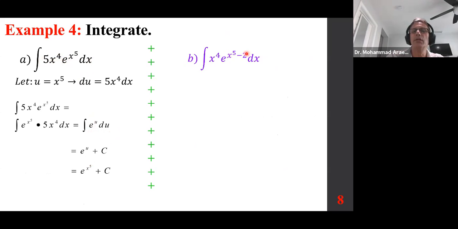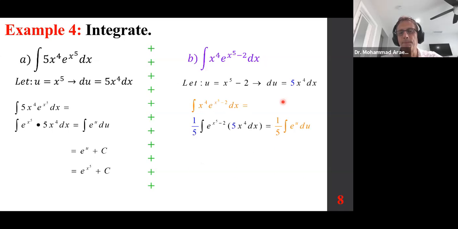Same thing happens here. The exponent is a choice of u. When you take the derivative of this, becomes 5x to the power of 4. So du is 5x to the power of 4 dx, and number 5 is missing. You can multiply and divide by it. And finish the job.